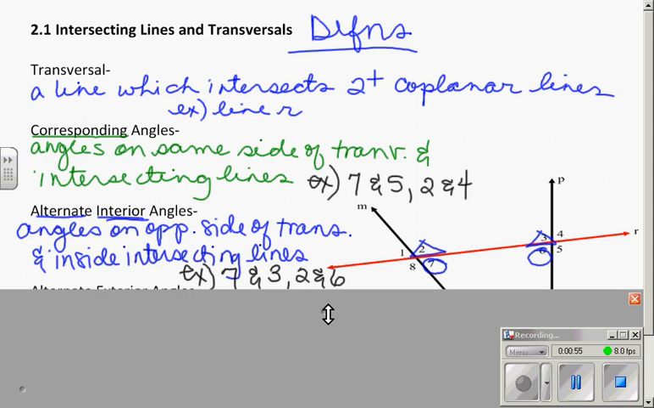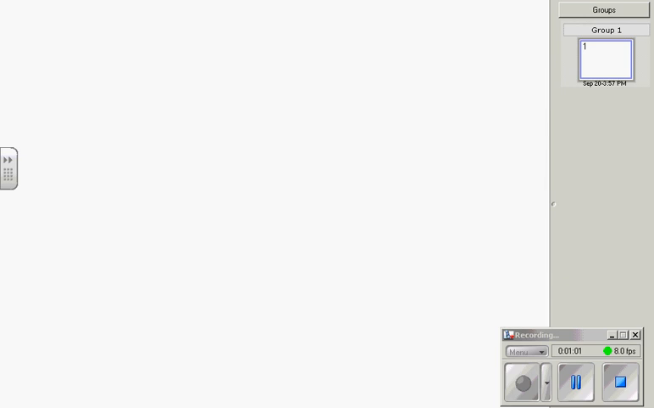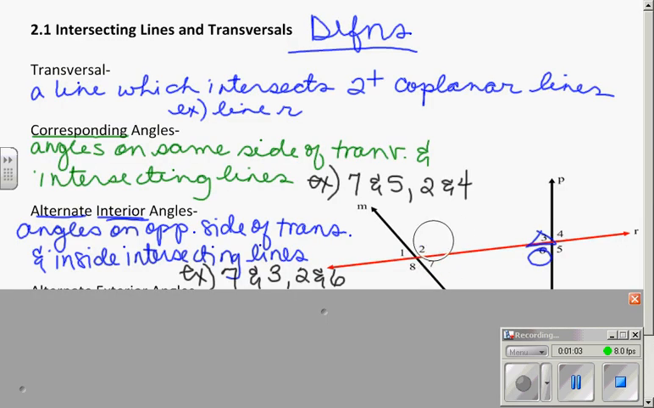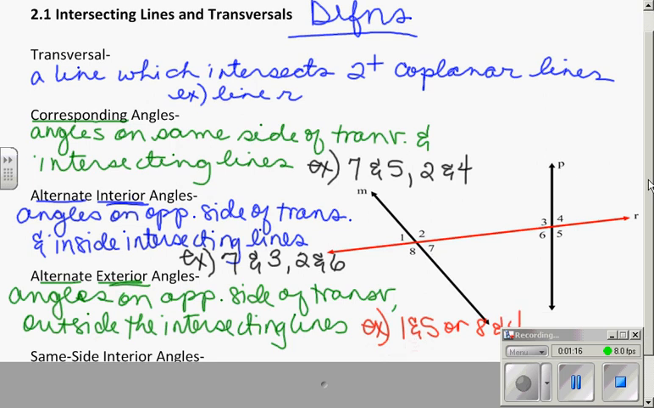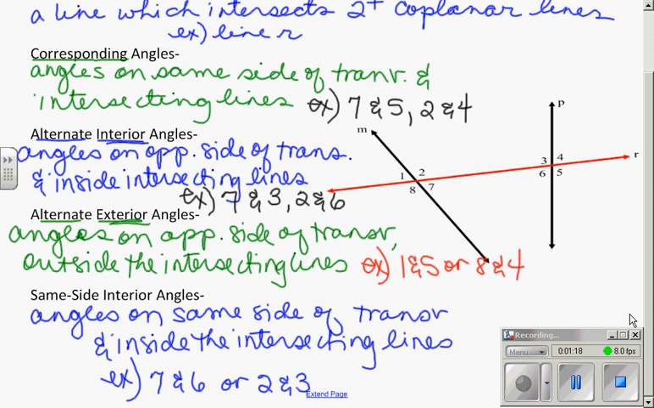Alternate interior angles are angles on opposite sides of the transversal but inside the intersecting lines. I'll come back through the examples in a minute. Alternate exterior angles are angles on opposite sides of the transversal and outside the intersecting lines. And same side interior angles are angles on the same side of the transversal and inside the intersecting lines.